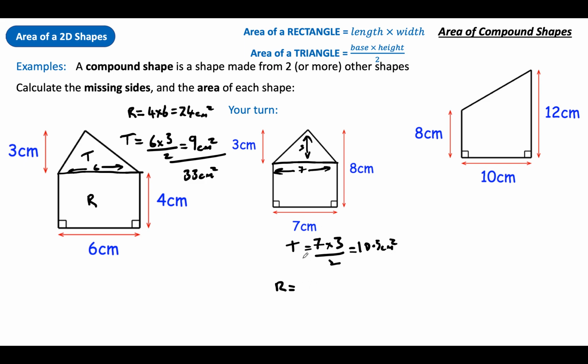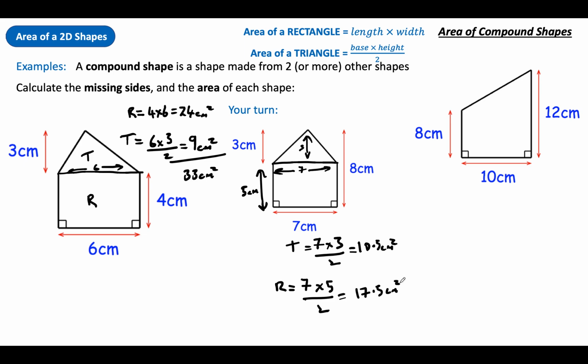That would be 7, but it's not times by 8 because 8 is the full height. I just need to know the height of the rectangle. If the whole thing is 8, the triangle is 3, the rectangle must be 5, because 3 plus 5 makes 8. So base times height. 7 5s are 35. Divide that by 2 to get, I believe, 17.5. Yeah, 17.5.